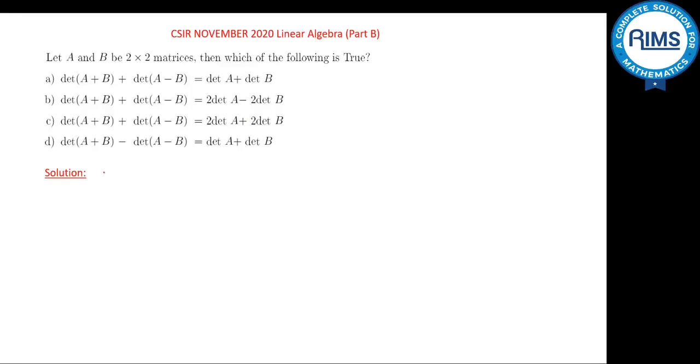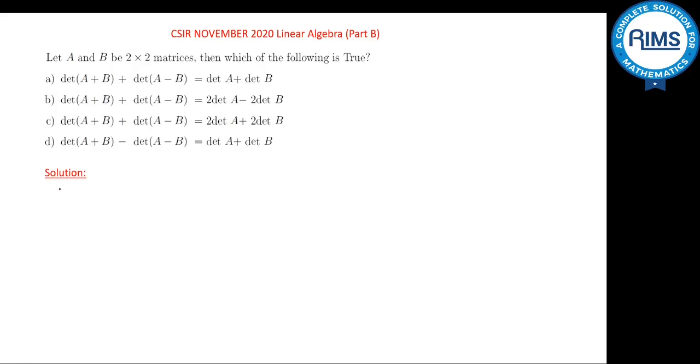Today we are discussing Part B questions of linear algebra from the CSIR June 2020 exam conducted on November 26. There is a total of 6 questions from Part B. Okay, first one. Let capital A and capital B be 2 by 2 matrices, then which of the following is true? Okay, for this problem, it is easy to find the option by eliminating the wrong options.